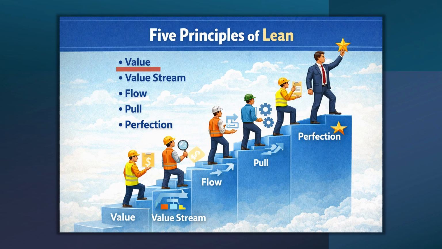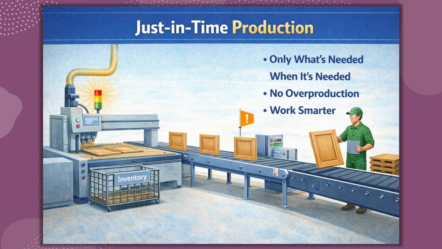1. Value. Define what the customer truly wants. 2. Understanding the value stream. Map all steps and remove non-value adding ones. 3. Flow. Ensure smooth progression without delays. 4. Pull. Produce only what's needed when it's needed. 5. Perfection. Strive for continuous improvement. It's all about just-in-time production, which is a mindset of making only what is needed when it's needed, and learning to work smarter, not harder.